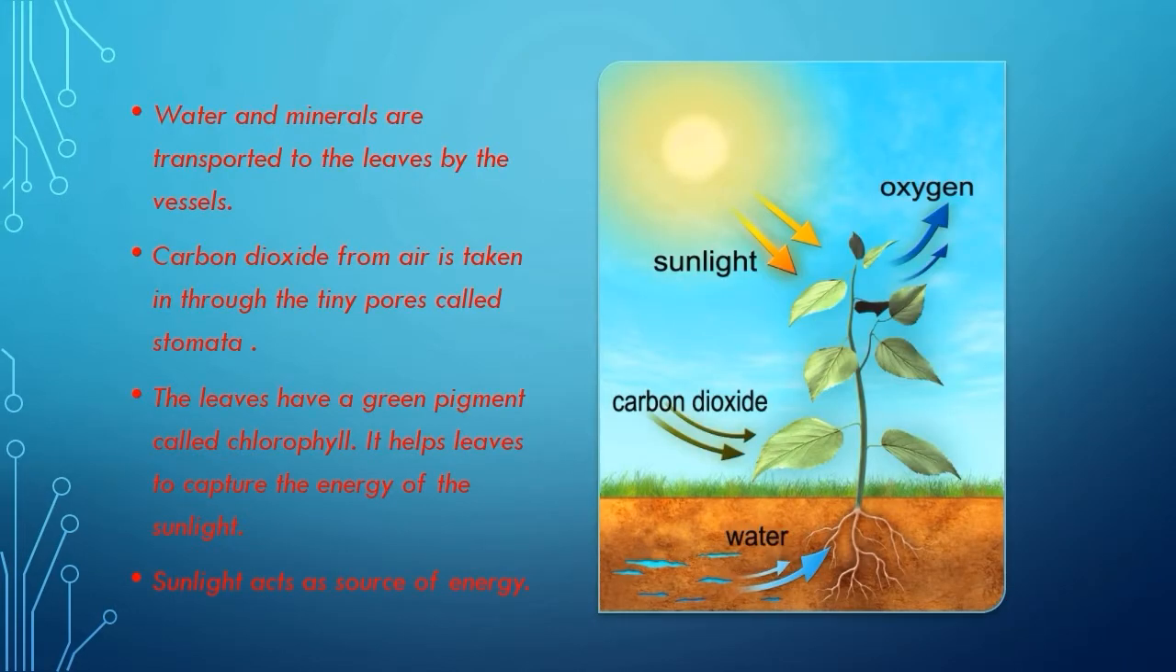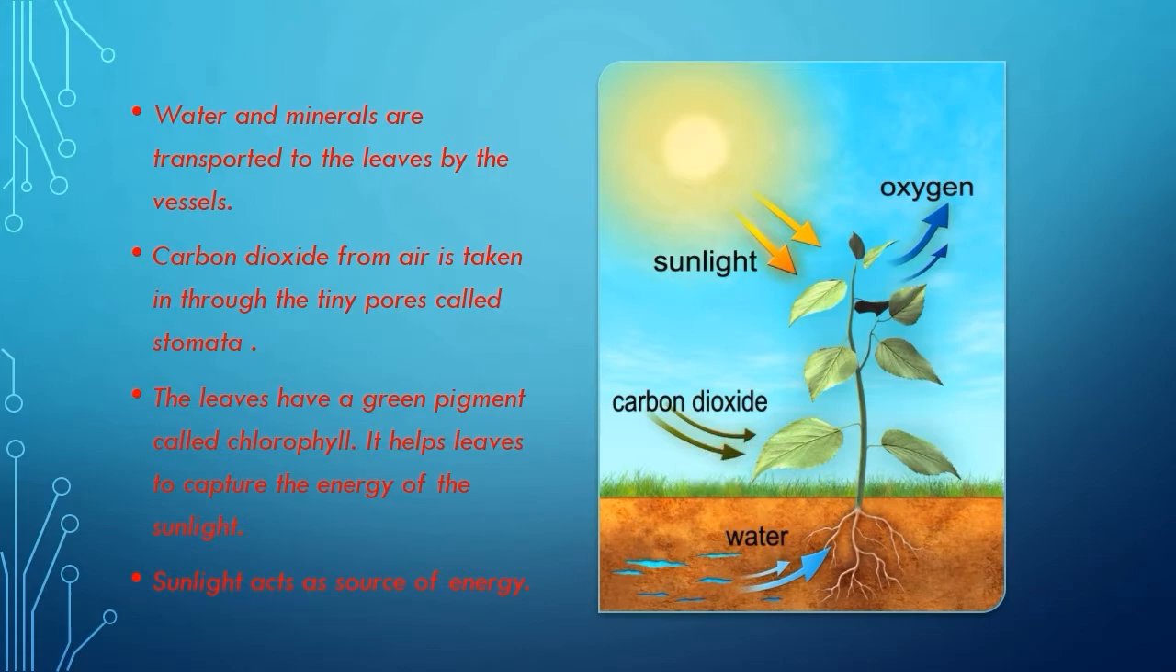Now let us see in brief about photosynthesis. Water and minerals are absorbed by roots from the soil and are transported to the leaves by the vessels. What are vessels? Vessels are pipe-like structures that run throughout the plant. Carbon dioxide from air is taken in through the tiny pore called stomata. What is stomata? The tiny pore under the leaf is called stomata.